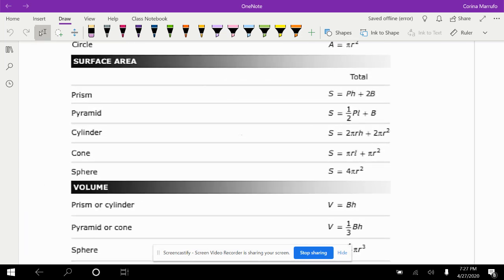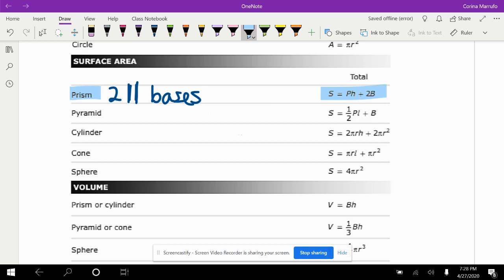Okay, so if we look here, this is our surface area. We're going to be working with the total surface area. And so first, for figures, we have our prisms. Okay, and remember our prisms is when we have two, and I'm going to use the symbol for parallel, so two parallel bases. And in that case, we are going to be using this formula. S equals pH plus 2B.